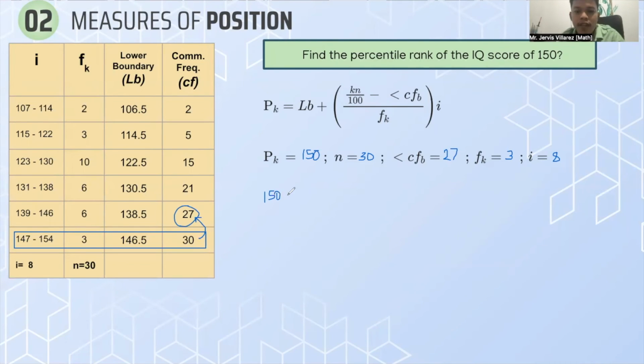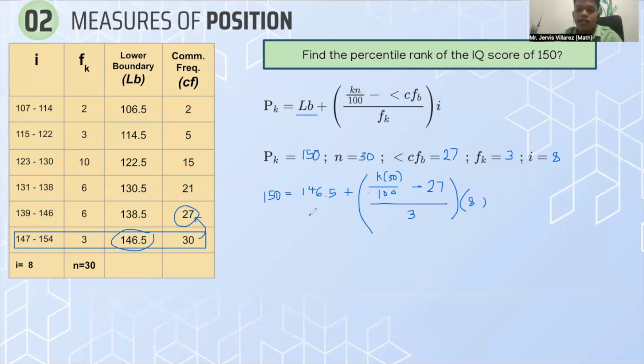Okay, since we're given the details already, all you have to do is to substitute. Now, just be very careful in substituting and even in simplifying. So since PK is 150, I forgot to identify LB. LB is already the lower boundary here, which is equal to 146.5, plus our K is unknown, but we know our N is 30, all over 100 because it's percentile, minus the cumulative frequency before, which is 27, all over the class frequency, which is 3, times the class size, which is 8.